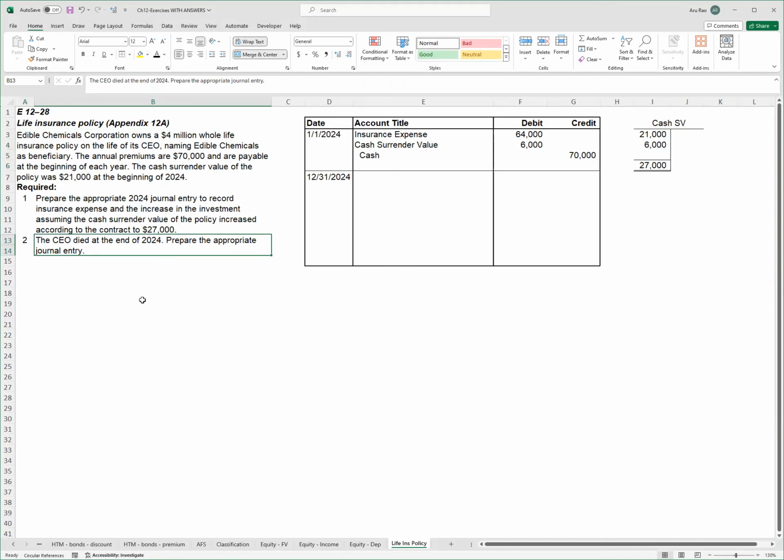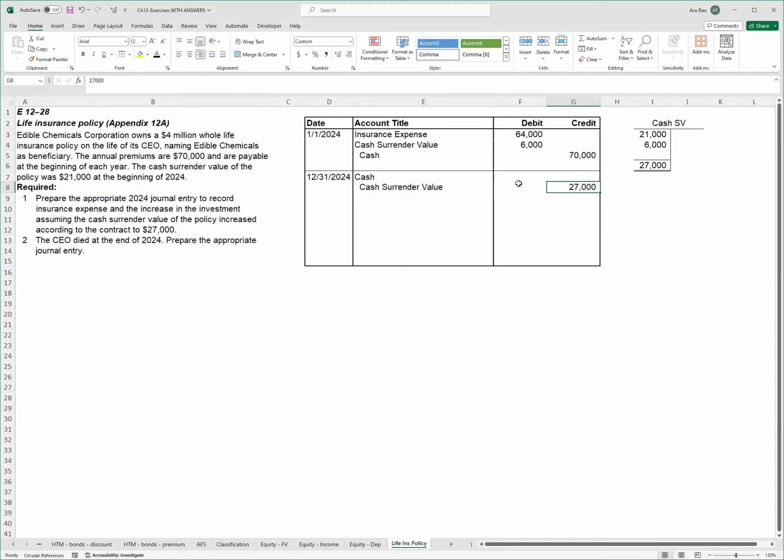Then they tell us that at the end of the year, our CEO passed away, which obviously means the company gets that $4 million. On December 31st, let's just assume it was December 31st, we got the money. My journal entry is going to be cash debit. I'm getting the money, but remember 27,000 was my asset. Cash surrender value is an asset. I need to close that account now. So cash surrender value will be closed, 27,000. The cash I received is $4 million.